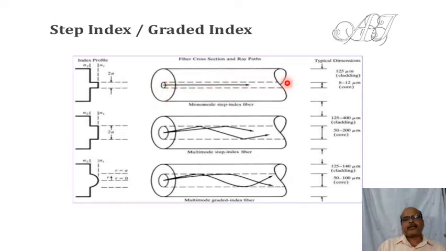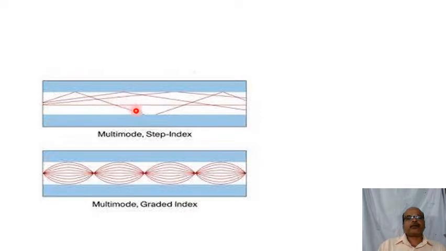So this slide again gives the detailed explanation. This is a step index fiber. This is a multimode step index fiber. This is the ray path of the multimode step index fiber, and this is a multimode graded index fiber, which follows the parabolic index profile. In the oral exam, if you are asked to draw the ray path of a multimode step index fiber, this is the ray path of the multimode step index fiber, and this is the ray path of the multimode graded index fiber, that is a parabolic index profile.